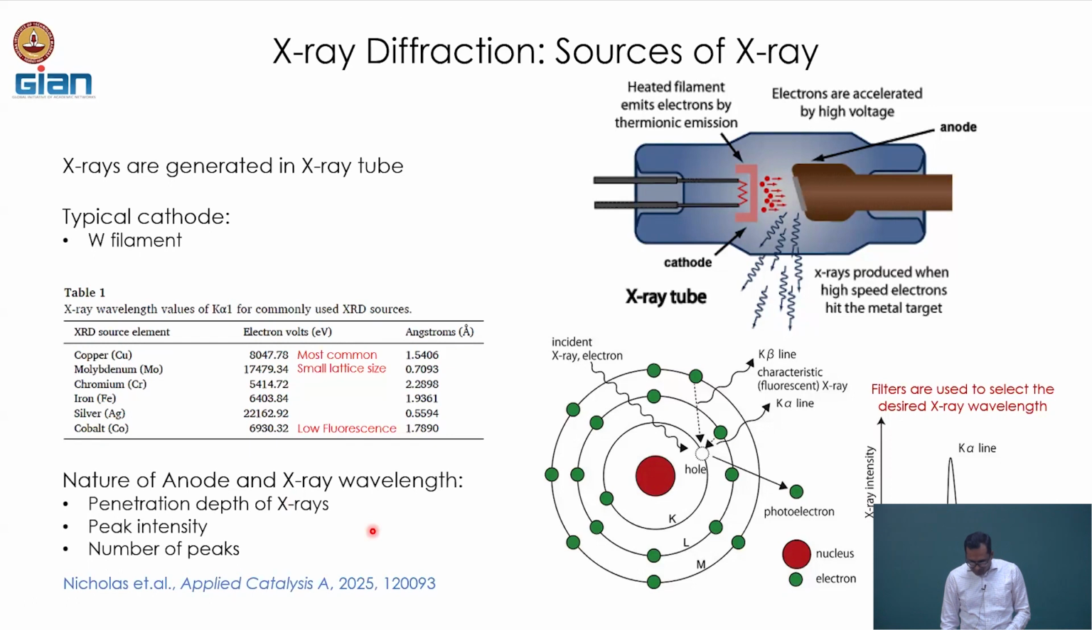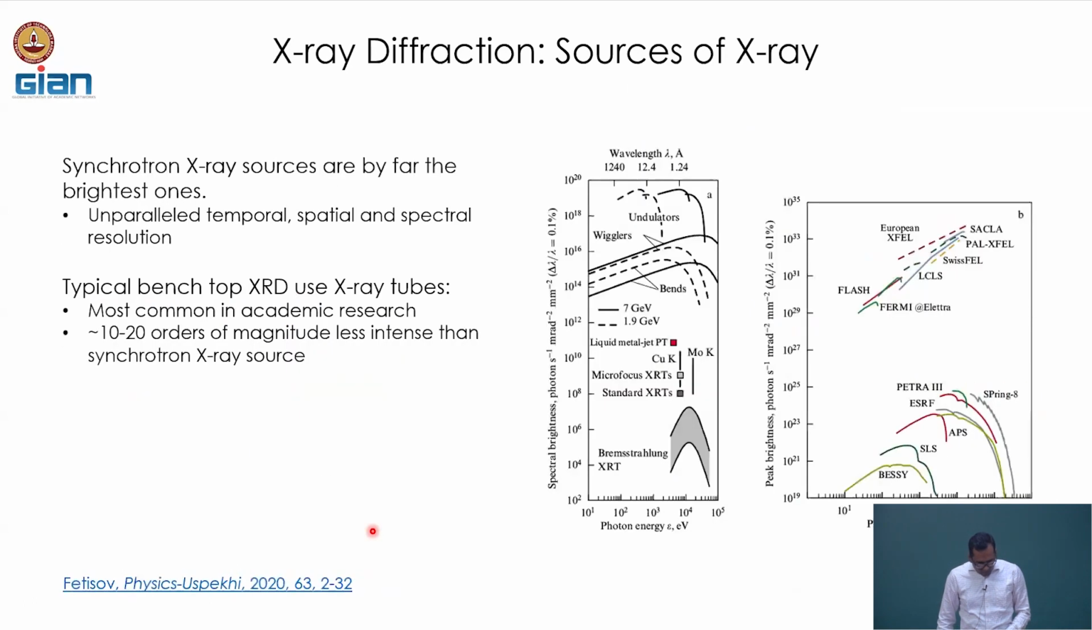Then we will talk just briefly about the sources of the X-ray. In our lab, it is just the X-ray tubes. Lab means the benchtop XRDs that we have in most academic or scientific institutions. The X-ray tubes generate the X-rays, but the energy associated with those X-rays is not significant as compared to the ones that we see in a beamline.